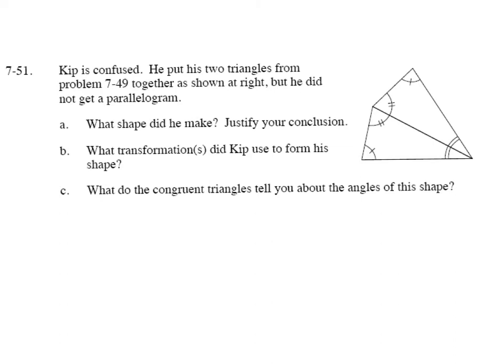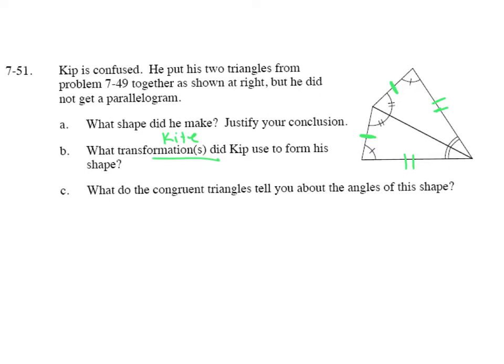Now, if you remember, we started this by taking two triangles and rotating them to make a parallelogram. Our friend Kip here is confused. He actually just reflected his. So he took this first triangle here and flipped it across this line with the second triangle there. The shape he made is a kite, because if this is my original, when I do my rigid transformation for my reflection, I have two pairs of consecutive congruent sides. His transformation that he used was just a reflection.